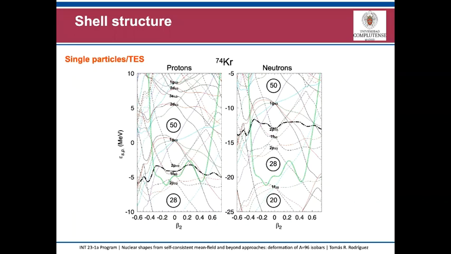But you could have a gap in neutrons, but not at the same time in protons, and vice versa. And then the minimum will be more or less well defined, or your energy will be stiffer or wider, depending on the condition. Okay, so this is everything I wanted to say.